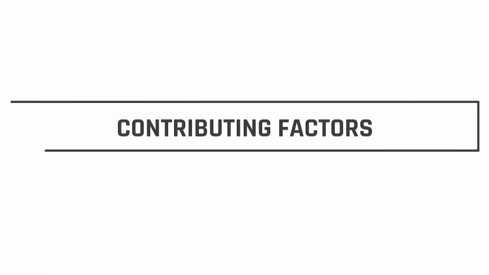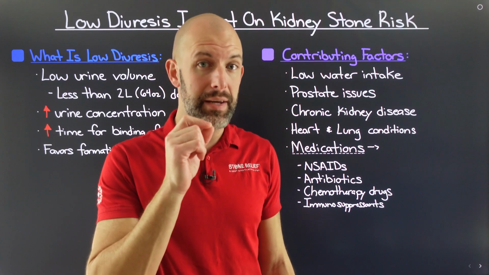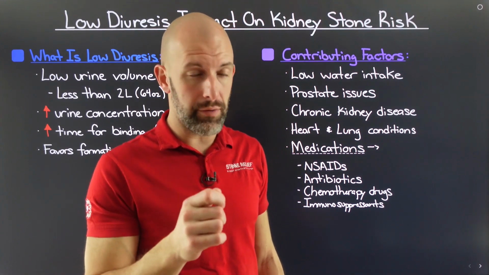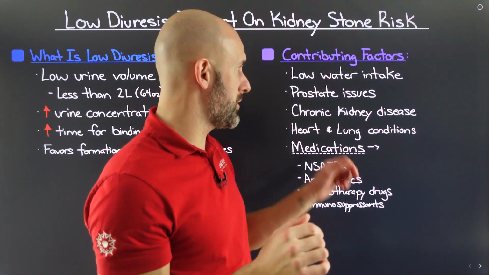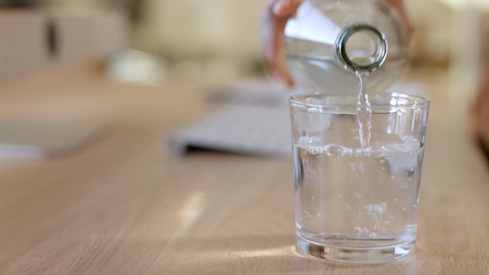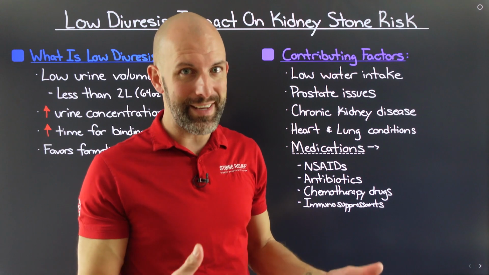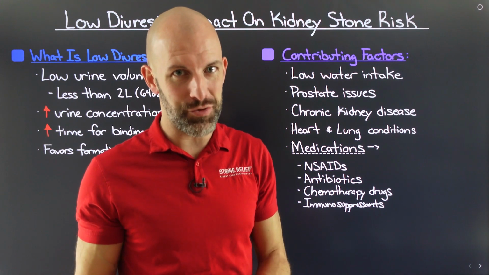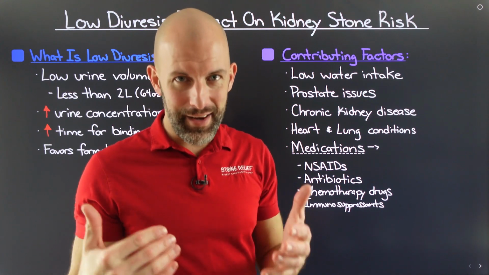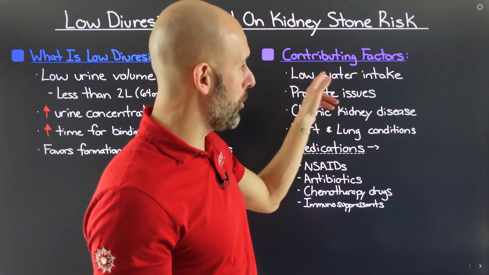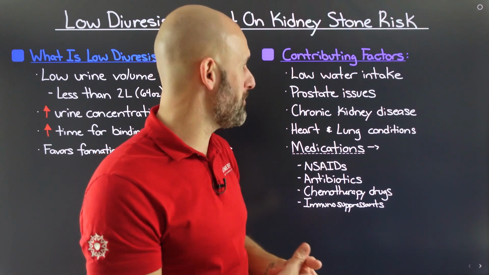Now that we've laid the foundation for what low diuresis is, let's investigate some of the things that might be contributing to that low urine volume for you. The first one is probably the most commonsensical one, which is just low water intake. If you don't drink a lot of water, you're not going to pass a lot of water, and that will lead to a low diuresis situation with increased concentration of particles in your urine and an increased risk for kidney stones. So low water intake will net you low urine output.